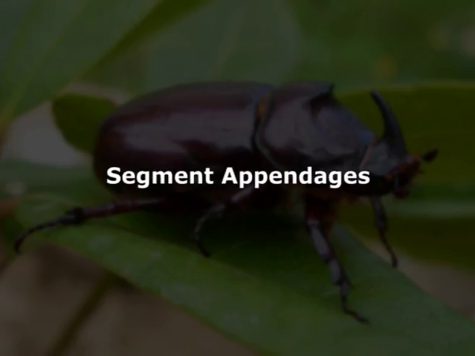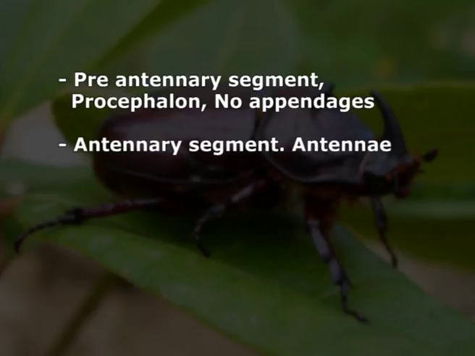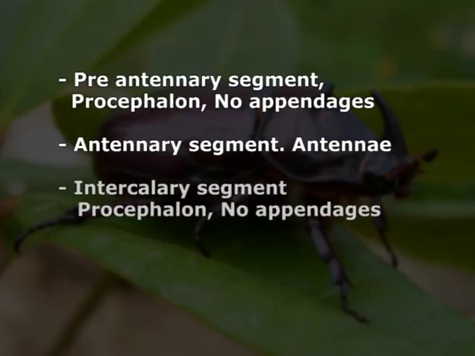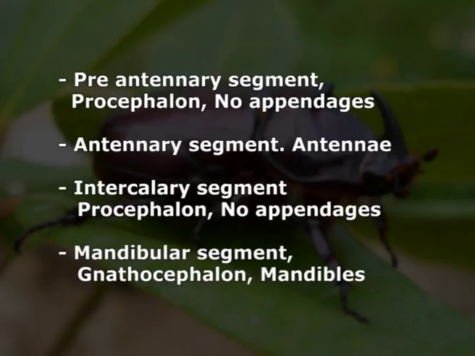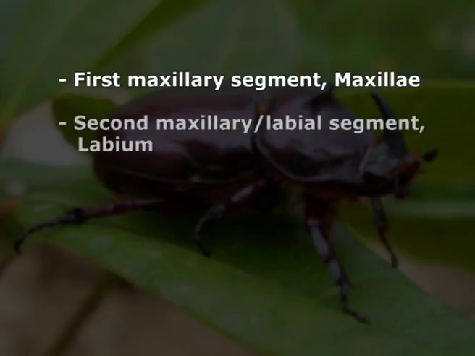Segment appendages. Pre-antennary segment, procephalon with no appendages. Antennary segments with antenna. Intercalary segments, procephalon with no appendages. Mandibular segment, gnathocephalon, mandibles. First maxillary segment with maxillae. Second maxillary or labial segment, labium.